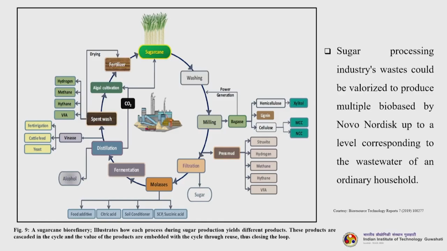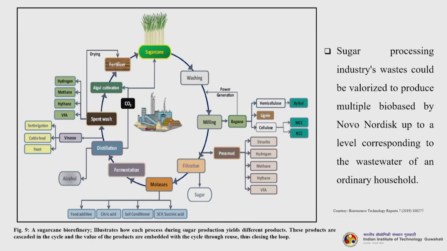Then whatever the byproduct from milling to filtration, the press mud, it can have so many different things: hythane, methane, hydrogen, struvite and volatile fatty acids. You do filtration, you get a sugar based platform, we can make alcoholic fuels and other things. Molasses can be fermented and distilled and further processed, otherwise we can have food additives, citric acid, soil conditioner and succinic acid, so many products.